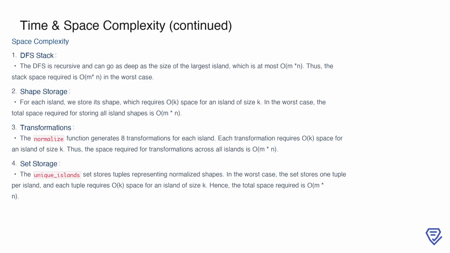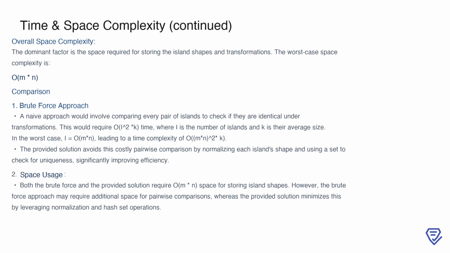The normalization step generates 8 transformations for each island, with each transformation needing k space. This results in a total space requirement of m*n for transformations. Finally, the unique_islands set stores the normalized shapes as tuples, with each tuple requiring k space. In the worst case, the total space for the set is also m*n. Combining all of these, the overall space complexity of the solution remains m*n. The overall space complexity is dominated by the storage of island shapes and transformations, resulting in a worst-case complexity of m*n.